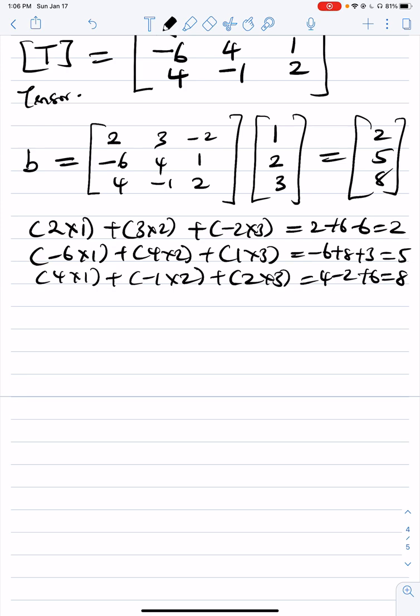So previously we only found a particular value, and we only found T, which was the tensor, but now we apply the tensor to a vector to give us another vector B.